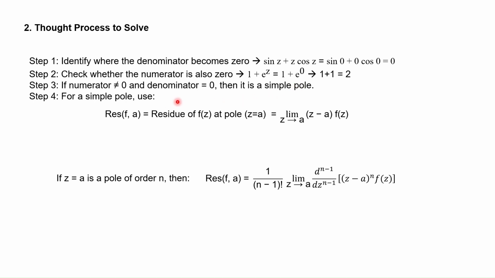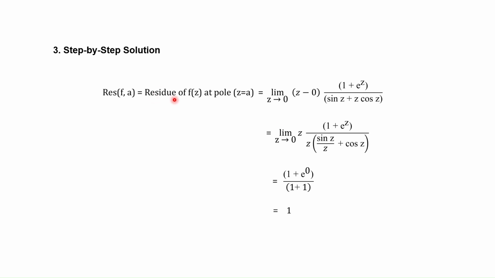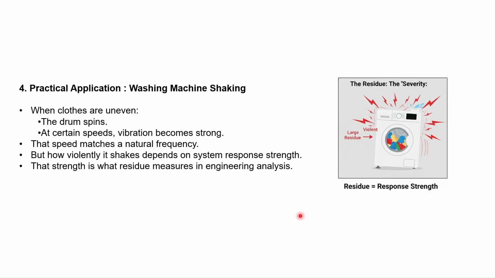And when it's a simple pole, this is how you calculate the residue. And given that if z equal to a is a pole of order n, then this is the expression to calculate the residue. Now the step-by-step solution. The residue of f(z) at the pole z equal to a, and here a is equal to 0. So this is how your function becomes. This is the term that we have added, provided that we also apply the limits. And by solving this expression, you land up at this value, that is 1.